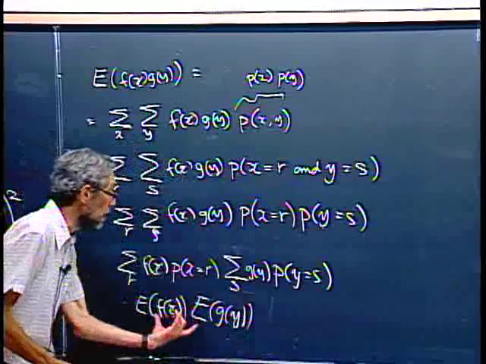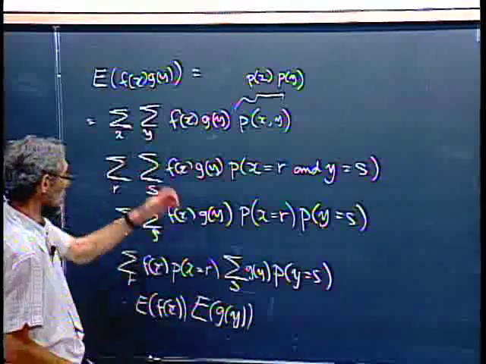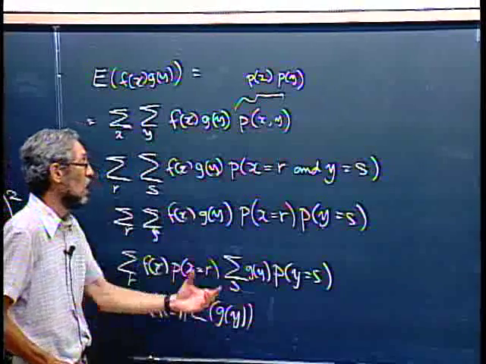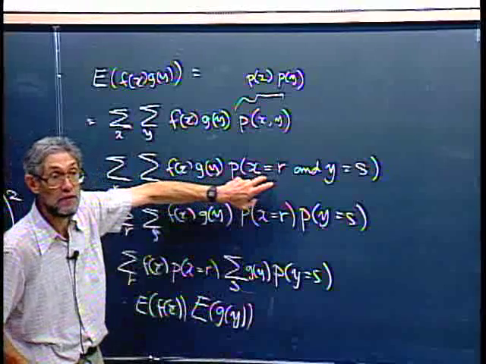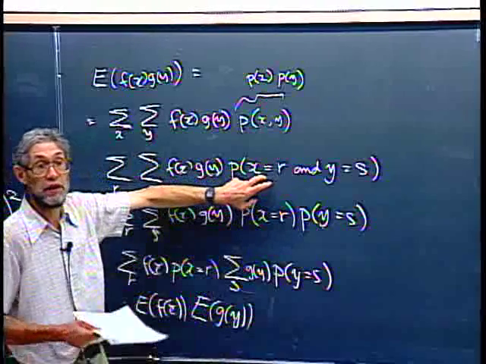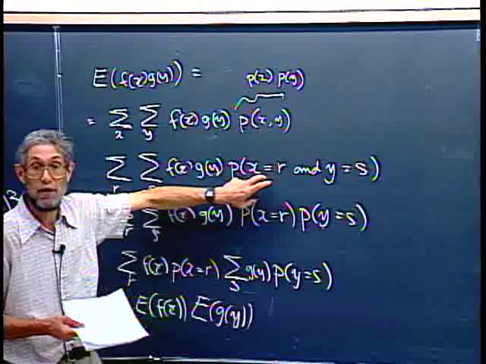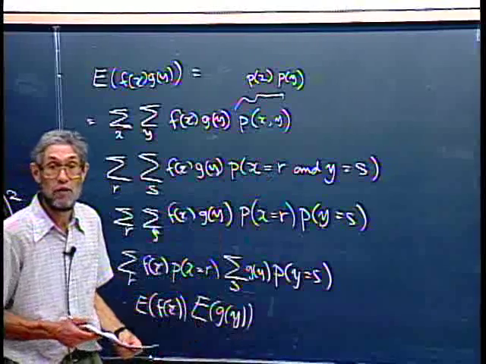So, to prove that the expectation of the product is the product of the expectations, I really needed this independence. It's not true in general. I think I gave you an example last time where they're not independent and everything comes out wrong.